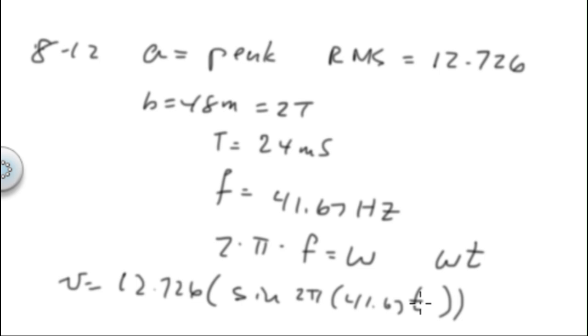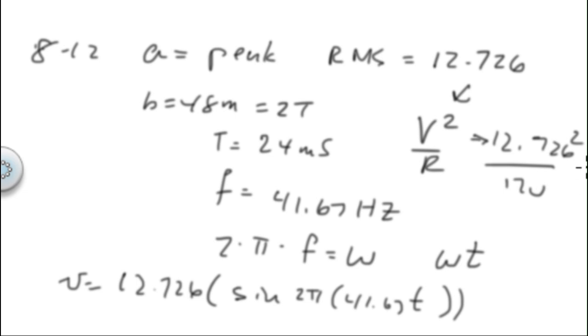So find the power consumed by R1. R1 is the resistor, 120 ohms. So one of the equations for power is V squared over R. And we use this V, so it's 12.726 squared over 120. 12.726 quantity squared divided by 120 equals 1.349 watts. So that's the power consumed in a 120 ohm resistor by that waveform.